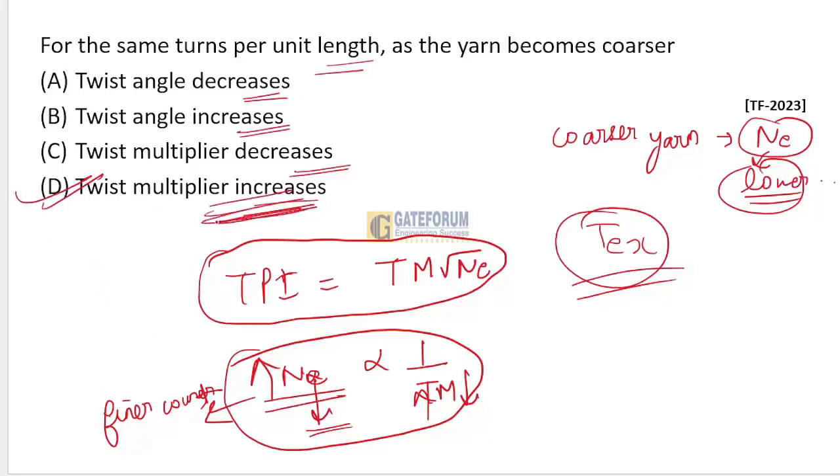Twist multiplier increases. And if I talk about the twist angle concept, what happens with the angle? As the yarn becomes coarser, the diameter of the yarn increases, which means for the same number of twists per unit length, it will cover a shorter length. This results in an increase in the twist angle also. So the twist angle increases. I think it is clear. Option B and option D are the correct options.